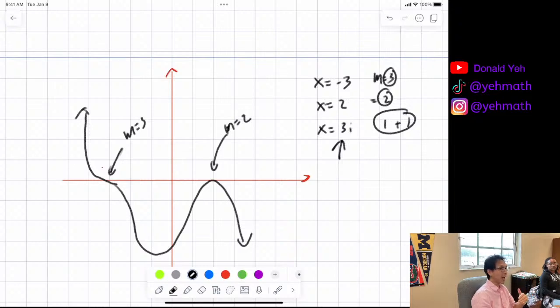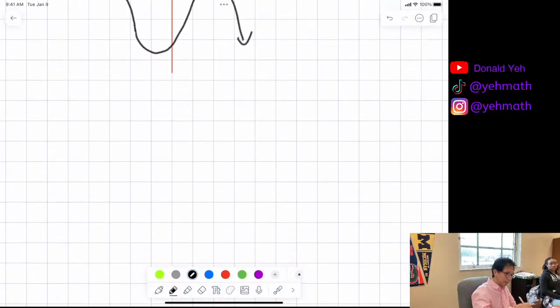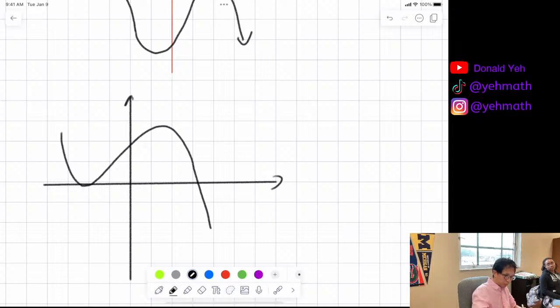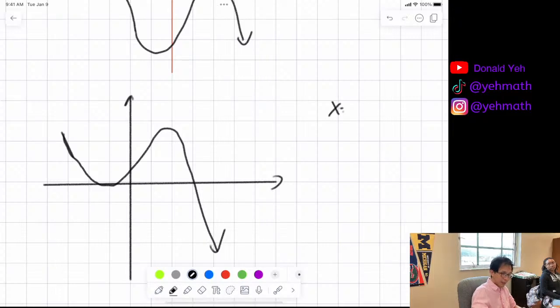Not on the x-axis. Okay, let's try this again. Let's just say I have x equal to negative 1, x equal to 3, right? And x equal to 2i and x equal to 3i. What's the minimum degree you can have?